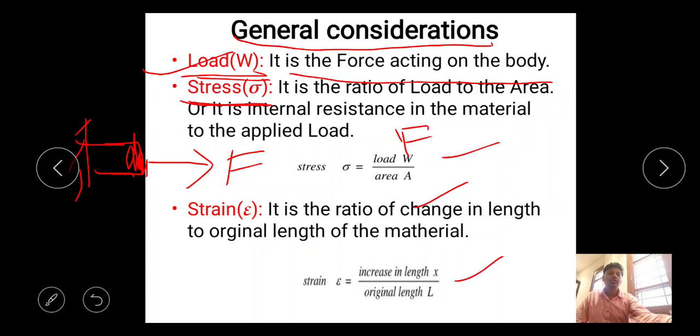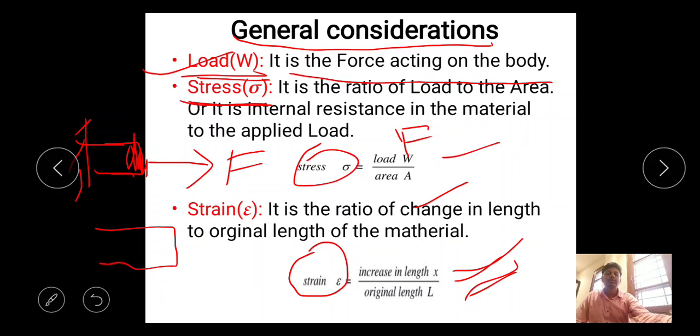Then you should know what is strain. It is change in length. Whenever you are applying a force, this will be elongated like this. Whatever the change in length to the original length is called strain. So stress, strain, then load. Then you should know what is tensile load, what is compressive load, then what is shear stress. All those prerequisites you should know.